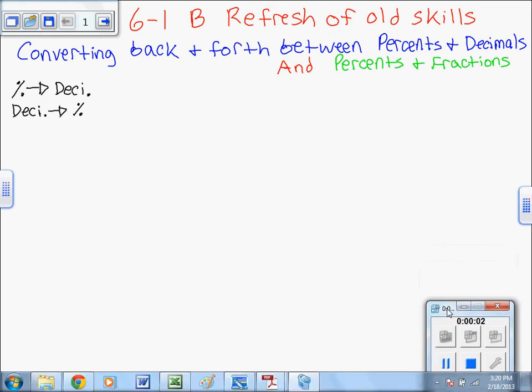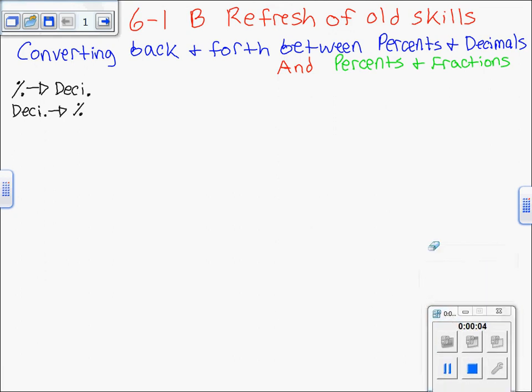Okay, this video is meant as a refresher of some old skills that you learned previously, perhaps in 6th grade math, perhaps in elementary school: how to convert between percents and decimals or percents and fractions, going in both directions. So if you're really good at this skill, just take a quick skim to make sure you understand how to do it, because this is one of the prerequisite things you need to be able to do if you're going to use each of the skills that we're going to do in this chapter.